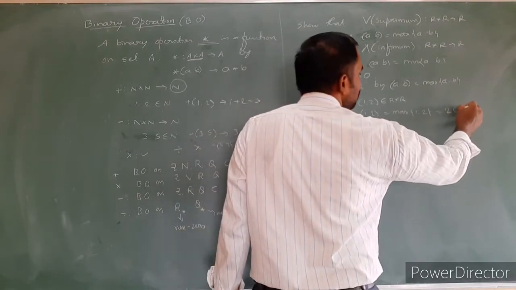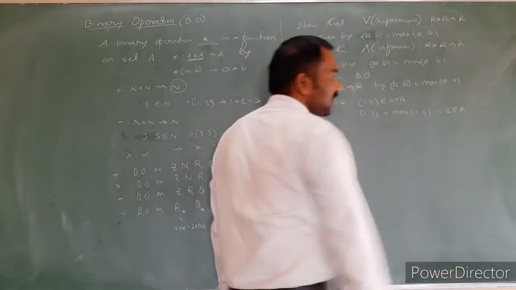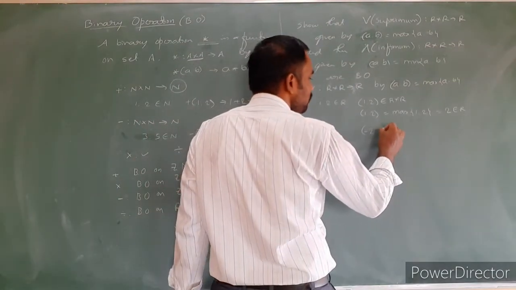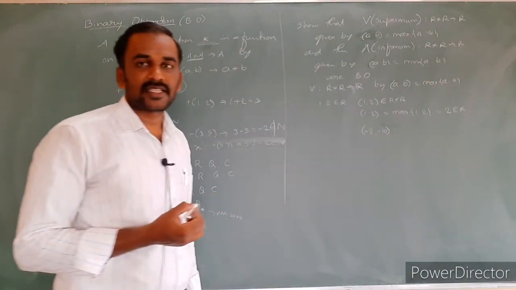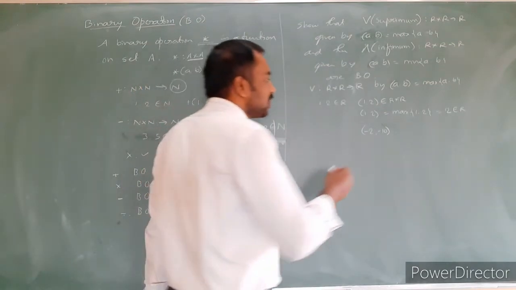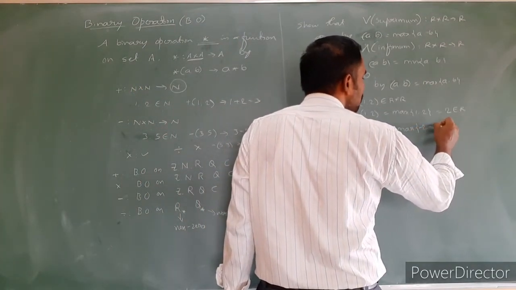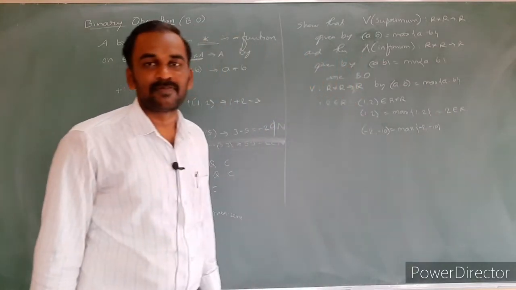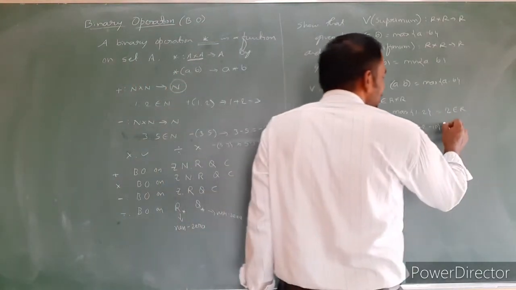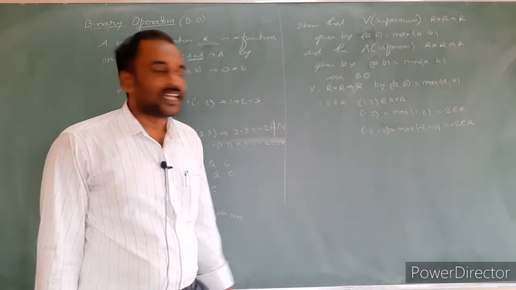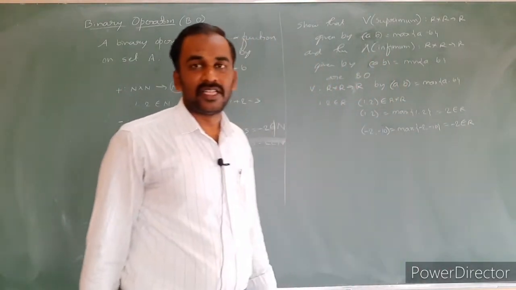Whether this belongs to the given set R? Yes, obviously. Whatever number you take. For example, minus 2 comma minus 10 are the two numbers A and B. Out of these two numbers, which one is the maximum? Whether minus 2 is maximum or minus 10 is maximum? Here minus 2 is the maximum. So obviously it is a real number, so it satisfies all the cases.